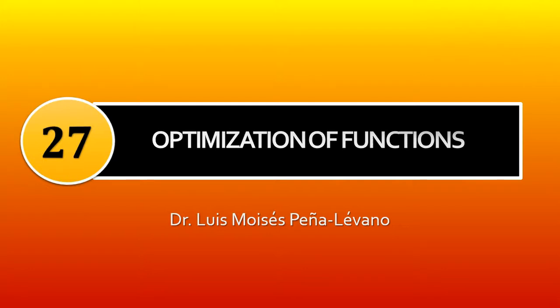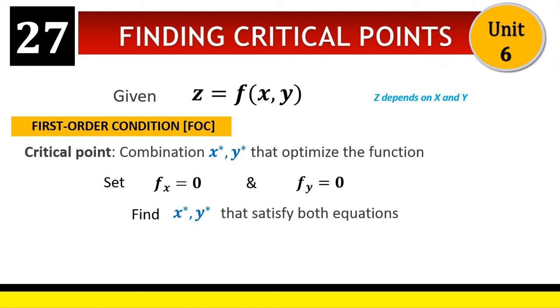Optimization of multivariate functions requires the use of partial derivatives. This is particularly key in order to understand how to optimize profit and other functions given multiple outputs, which is a more realistic representation of what happens in the economy. Let's consider the bivariate function z, which is a function of x and y.